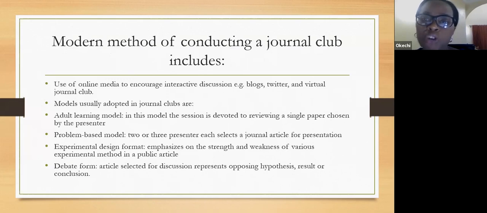Okay, modern method of conducting a journal club includes use of online media, like we're using now. And then we have models that could be adopted. The adult learning model, the problem-based model, you have the experimental design format, then you have the debate form. Those things we can expatiate maybe later on. Next slide, please.